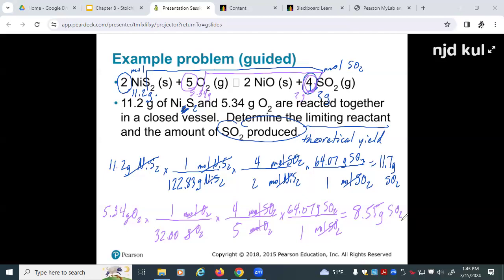Okay, we've done both sets of calculations now. Now we've got to figure out what it means. Go back to the cheeseburger example. Which one's running out first? The oxygen. It's making less product, so it must be running out more quickly. So what's my limiting reactant? Oxygen. What is my theoretical yield for sulfur dioxide? It's the calculation I did with oxygen, 8.55 grams.